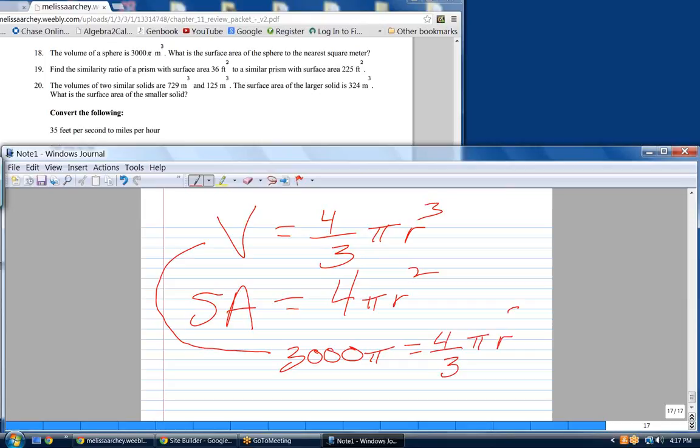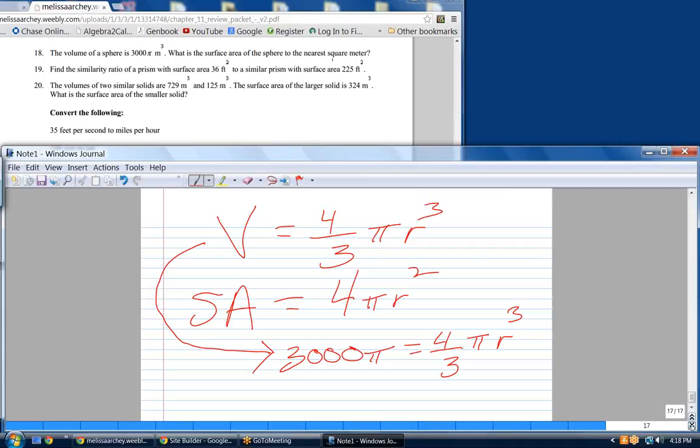4/3 pi r cubed. We don't know the radius. The surface area, doesn't it? Well, it does, but in order to get the surface area, we need the radius. And in order to get the radius, we need to solve this equation. So it's a two-step problem. That's why they gave us the volume, because that means we can figure out the radius. And once we have the radius, we can figure out the surface area with the second formula.